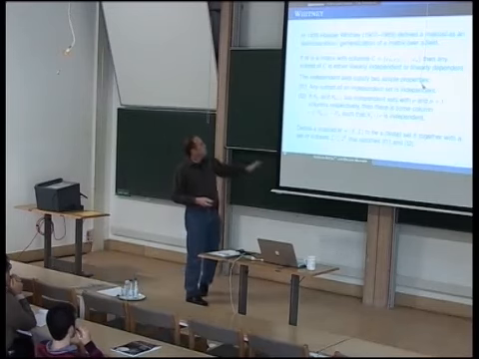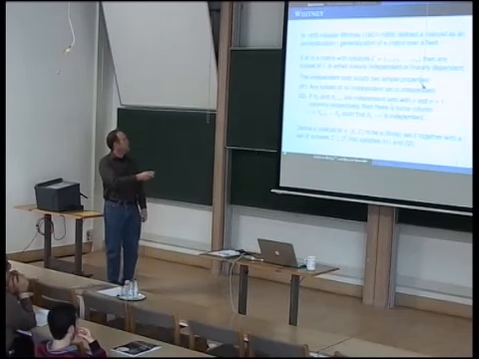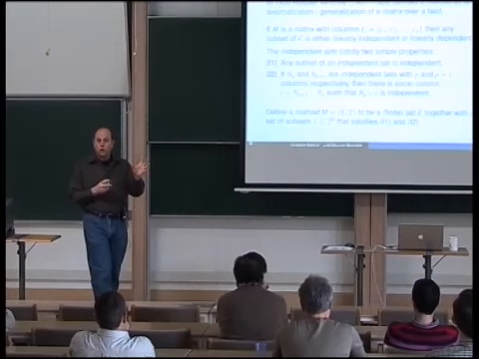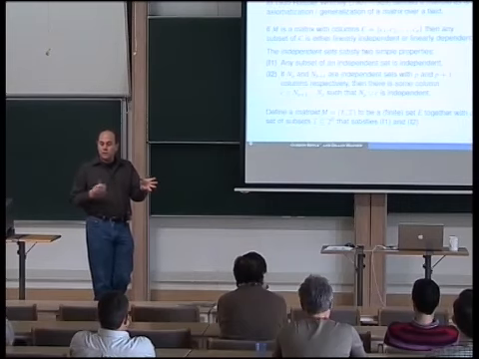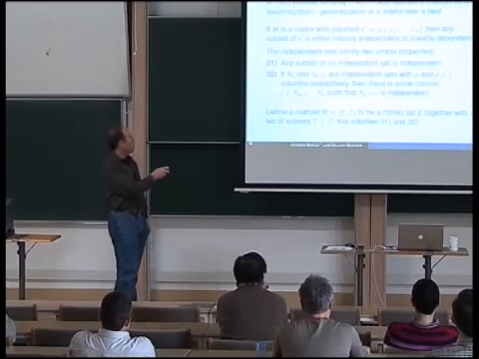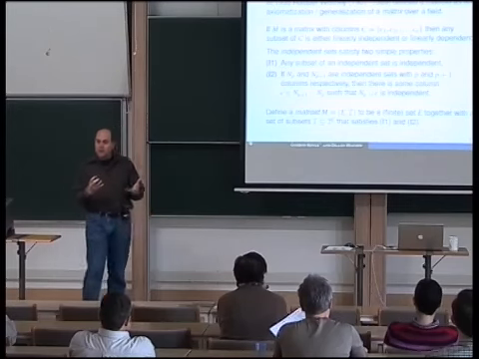And he sort of worked away and came up with the following 2 axioms. If you've got an independent set of columns, then any subset of that set of columns is also independent. So that's the standard hereditary property of independent sets. And then the exchange property, which says that if you've got a set of p columns that's independent, and you've got a bigger set of size p plus 1 that's independent, well, then you can flip one of the columns from the bigger set to the smaller set and remain independent.